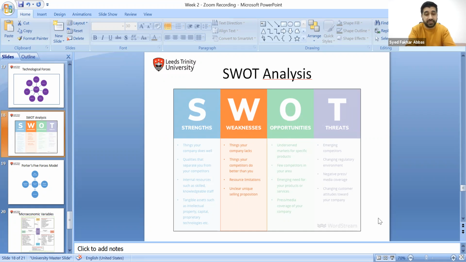Strengths and weaknesses basically belong to the internal factors of the companies. Opportunities and threats, these two belong to the external factors. We have no control over the external factors. However, we have control over the internal factors. These are strengths and weaknesses. We can increase our strengths from time to time.